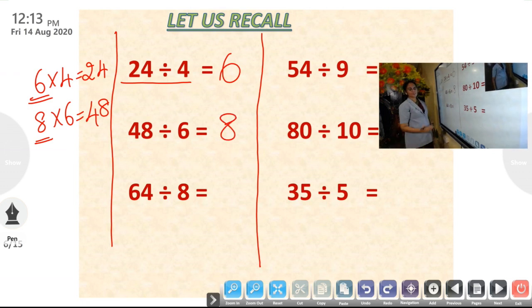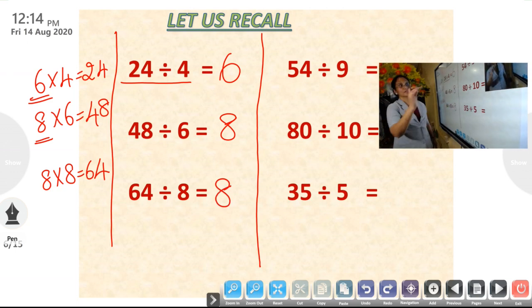The next one, 64 divided by 8. So here the divisor is 8. So you say the multiplication table of 8. 8 8s are 64, isn't it? 8 into 8 gives 64. So what is 64 divided by 8? Clearly the answer is 8. Okay. Then look at the next question.